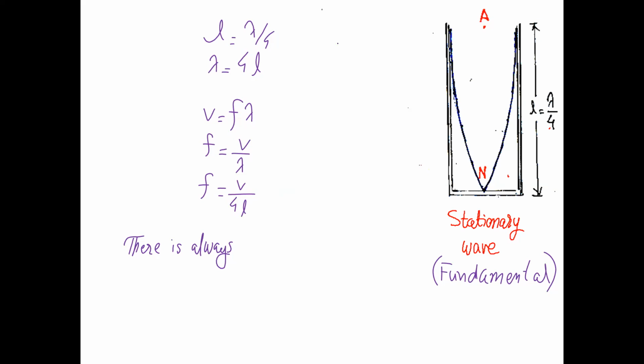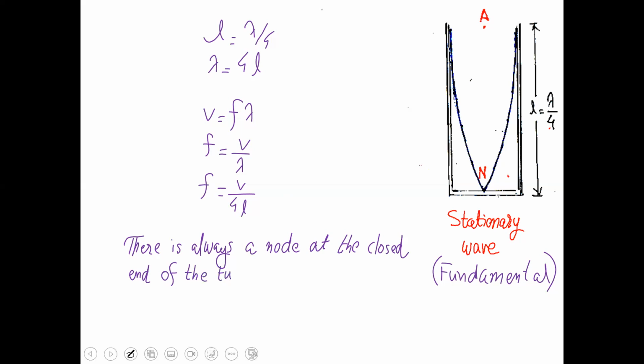There is always a node at the closed end of the tube. There is always a node at the close end of the tube. You have to copy this also.